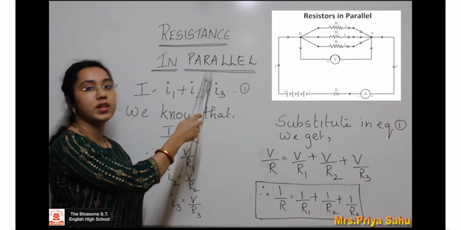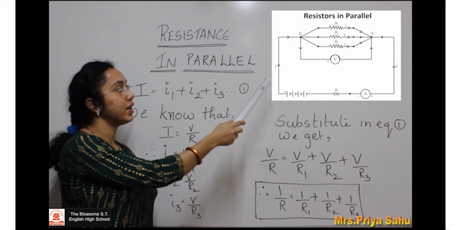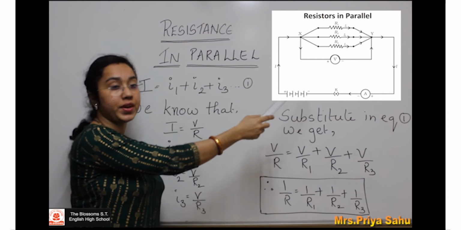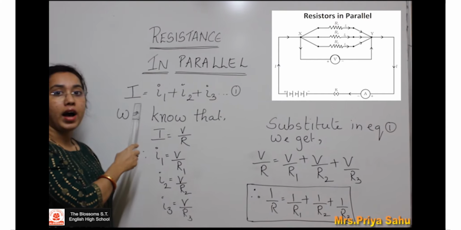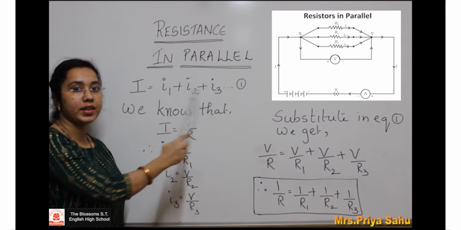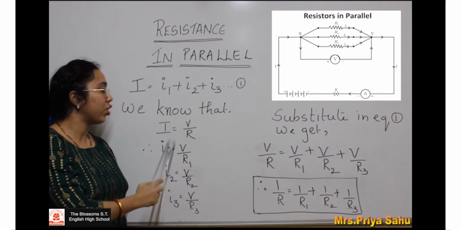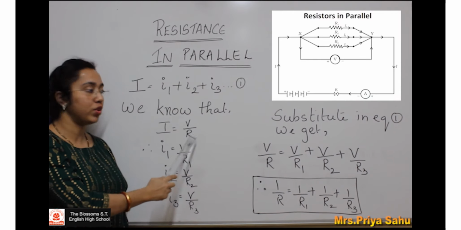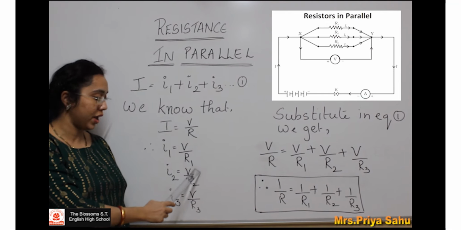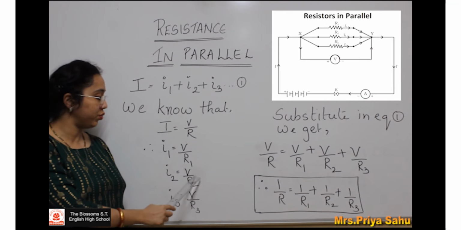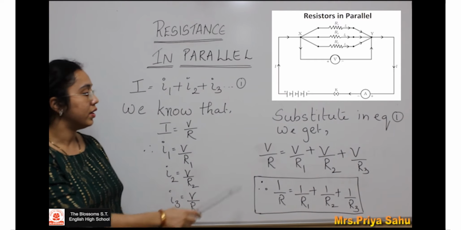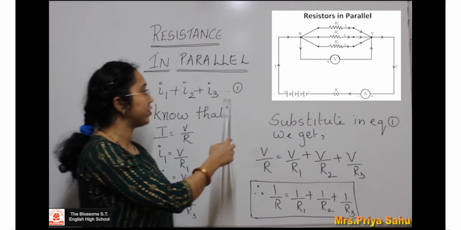Now we will see resistance in parallel. In parallel resistance, we see that the voltage across the terminals is the same, but the current will be different. Let's see here. The total current will be equal to I1 plus I2 plus I3. And we know that according to Ohm's law, I is equal to V upon R. Therefore, I1 equals V upon R1, I2 equals V upon R2 and I3 equals V upon R3. Substitute these values in equation 1.